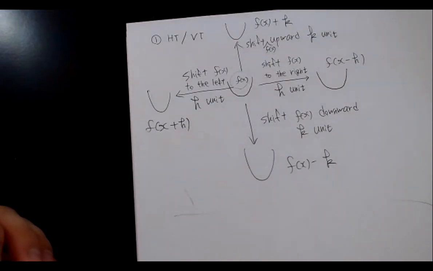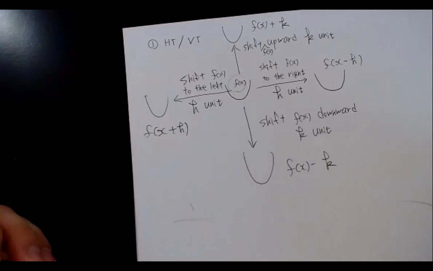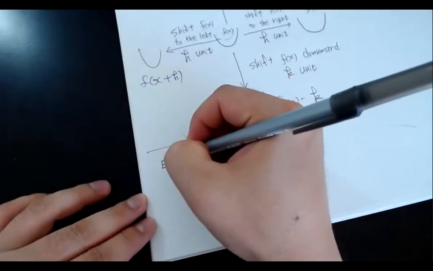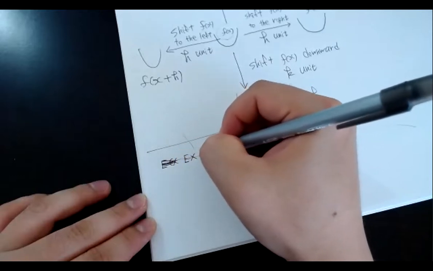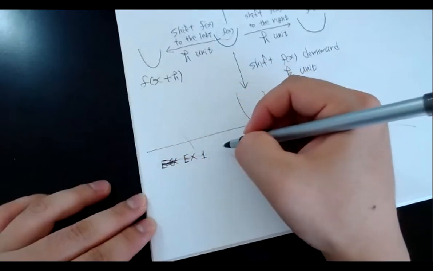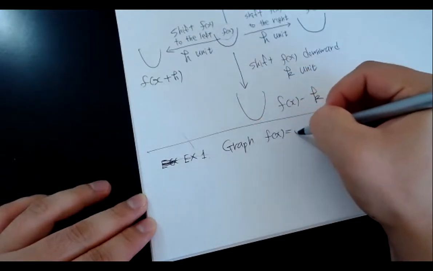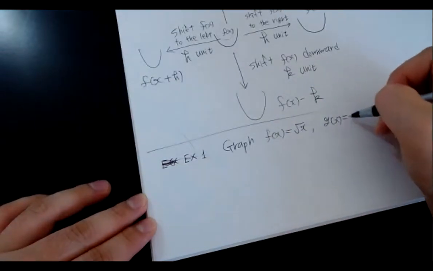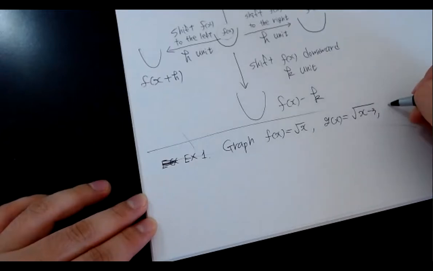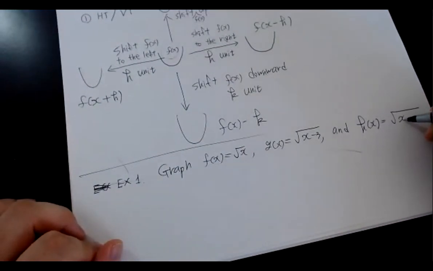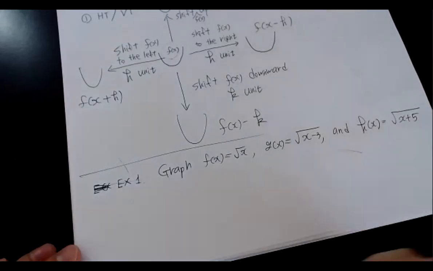Let's see an example in the textbook. Example one: graph f of x equals the square root of x, g of x equals the square root of x minus 3, and h of x equals the square root of x plus 5, on the same xy plane.